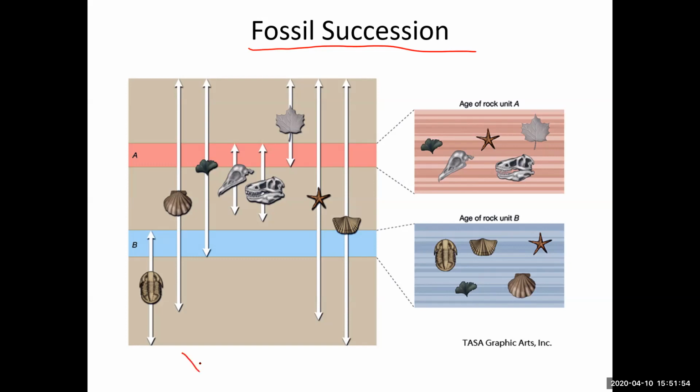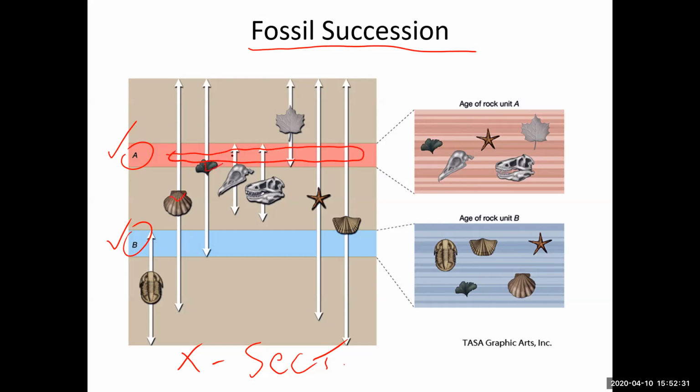In this case, we have a cross-section, a vertical slice, and we know at a moment's glance that layer A is younger than layer B. Not because of the fossils. We don't even care about the fossils at this point. We know that layer A is younger than layer B because it's sitting on top. Hey, remember, that's the principle of superposition. Okay, here's where the fossils come in handy. When we look at layer A, we find that it contains all of these different fossils.